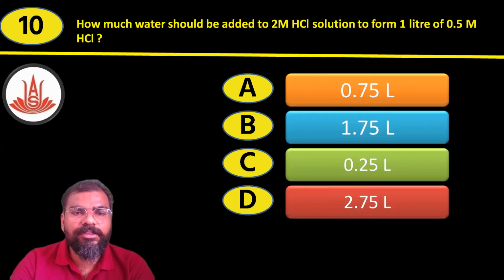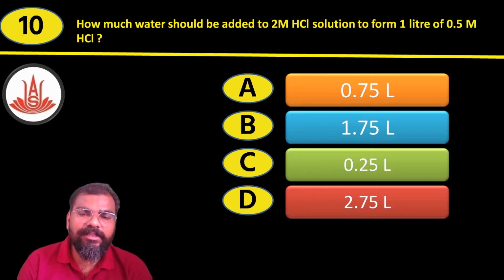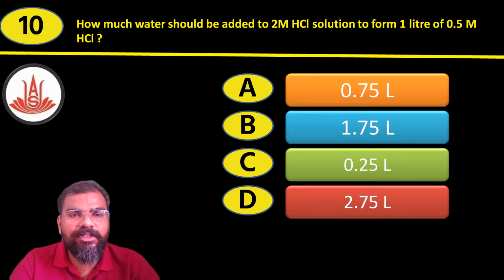After that, question number 10: how much water should be added to 2 molar HCl solution to form 1 liter of 0.5 molar HCl. 2 molar HCl का solution है, उसमें कितना पानी डालना है, ठीक है, 1 लीटर solution बनाना है 0.5 molarity का. There are 4 options they have given: 0.75 liter, 1.75 liter, 0.25 liter, 2.75 liter. Okay, so let us solve this.